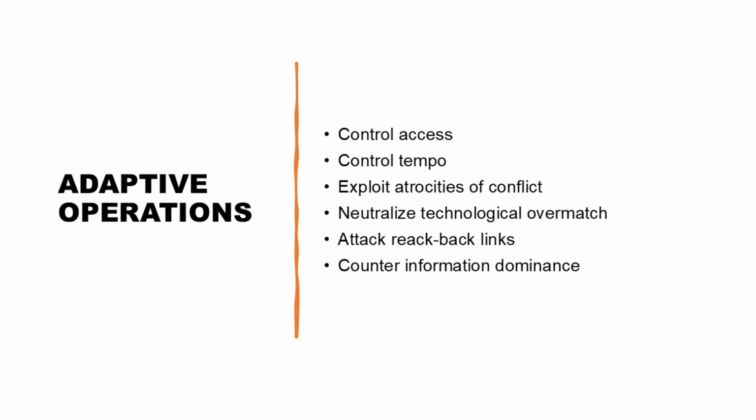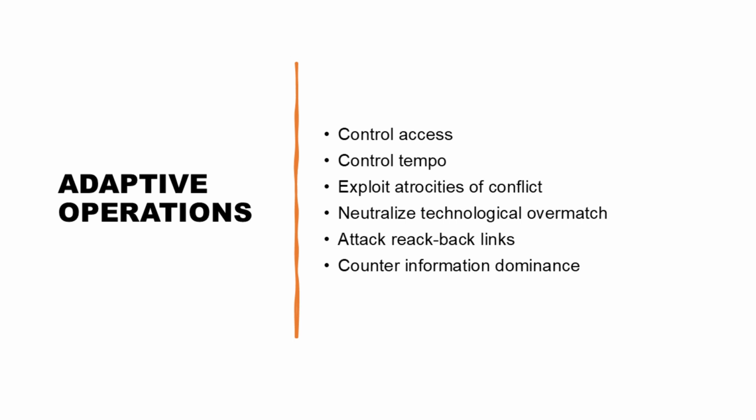The specific focus of information warfare in adaptive operations may include control access. Use all means necessary, including information warfare, to delay or disrupt entry into the region and ultimately defeat the intervening force. Control tempo. Use information warfare to attack critical command and control and logistics links, exploit atrocities of conflict. Use information warfare to weaken the enemy's resolve to remain committed while promoting the threat's position as a victim. Neutralize technological overmatch. Use information warfare to attack critical command and control and reconnaissance, intelligence, surveillance, and target acquisition nodes and destroy supporting infrastructures. Attack reach-back links. Use information warfare to detect, jam, disable, or degrade critical nodes of communication.